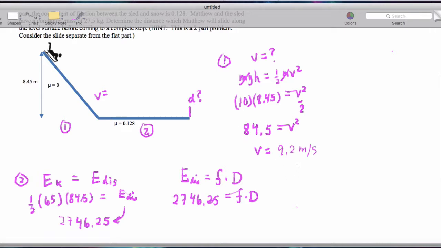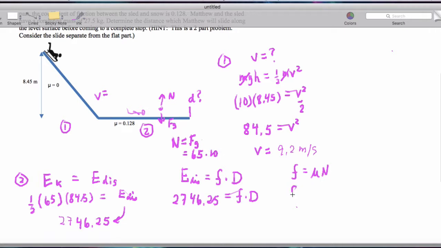Let's get that friction force. So friction is mu times N. So let's put little Matt right here. Here you go, Matt. You're on the snow. Okay, let's draw a free body diagram of you, buddy. Well, you've got your normal force and you've got your weight. So what does this tell me? Normal is the weight. So normal equals Fg, which is going to equal 65 kilograms times 10.